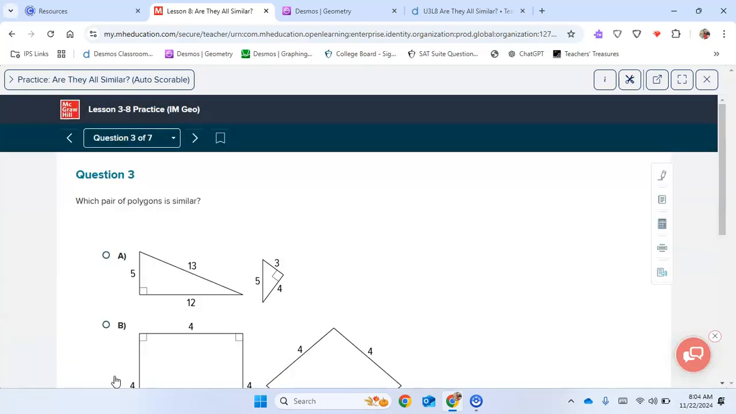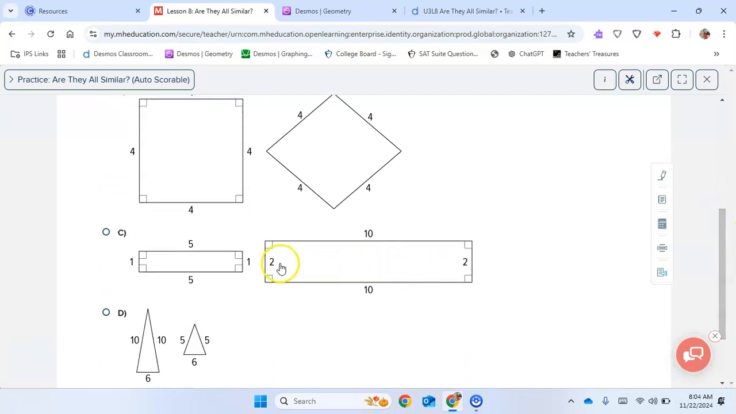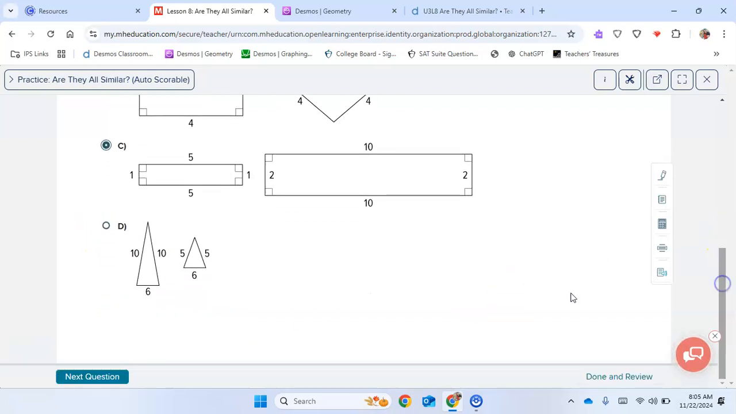Question 3. Which pair of polygons is similar? 12 divided by 4 is 3. 5 divided by 3 is not 3. These are all 90-degree angles. These are not. They have to have the same angle measurements. These are all 90-degree angles. 1 times 2 is 2, 5 times 2 is 10, and the corresponding sides are proportional. 5 times 2 is 10, but 6 times 2 is not 6.